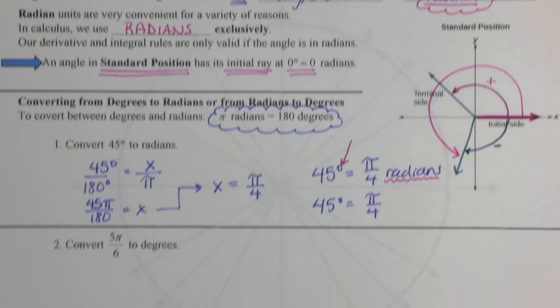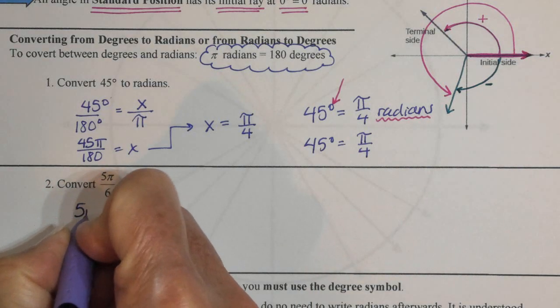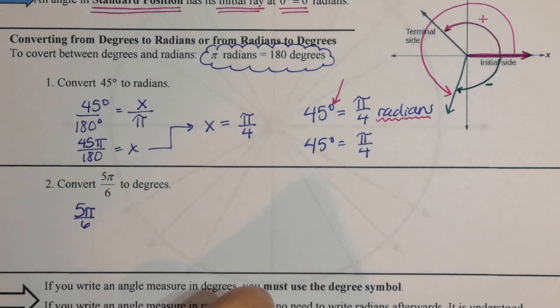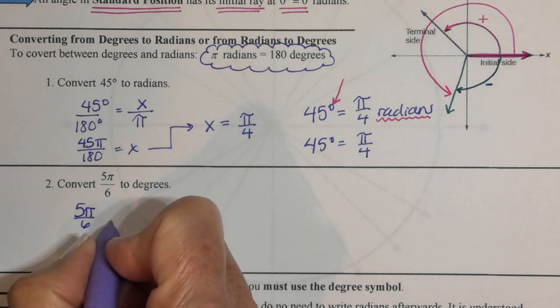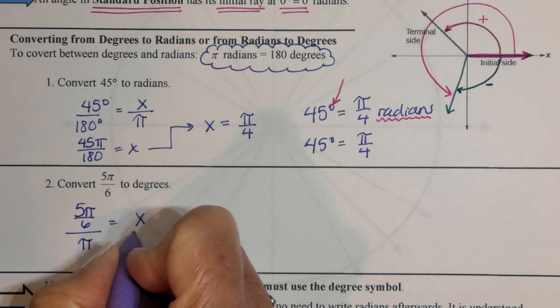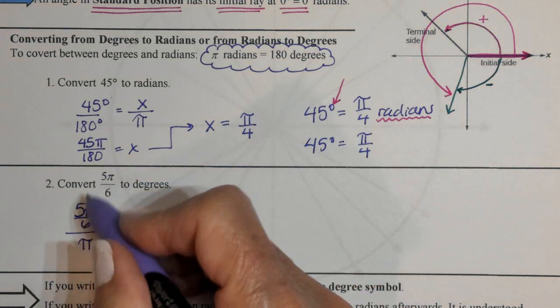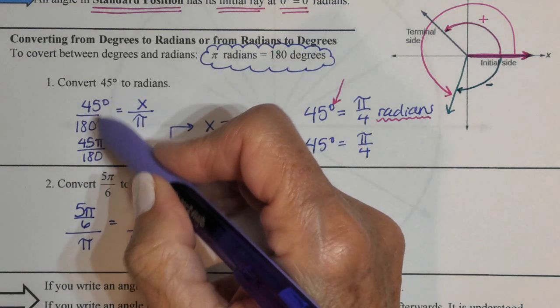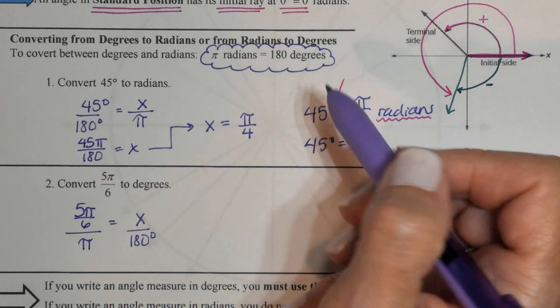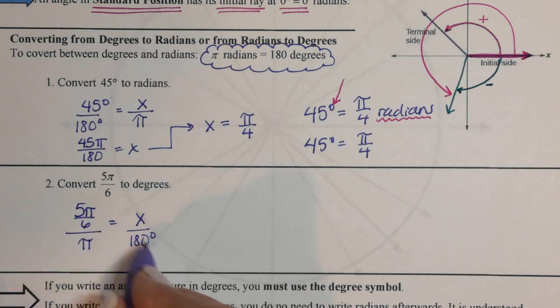Okay, let's convert pi over 6 radians to degrees. So I'm going to set up another proportion. Pi over 6 is how many degrees? Well, I know that pi is 180 degrees. Make sure you have degrees on one side, radians on the other side. Okay? And now I'm going to cross multiply. Well, not really cross multiply. I'm just going to multiply both sides by the 180 degrees.